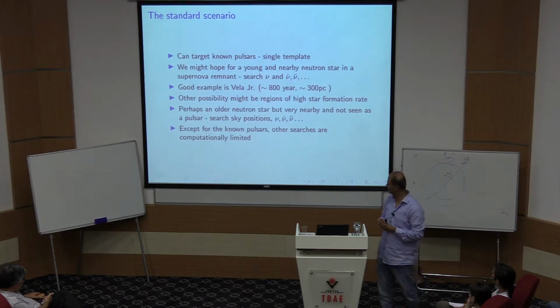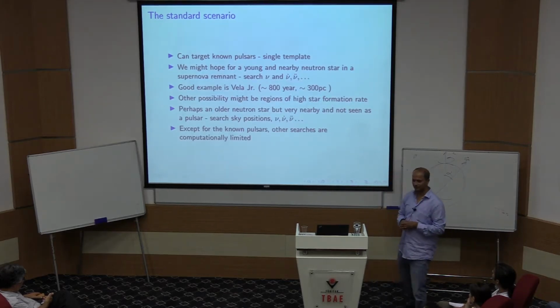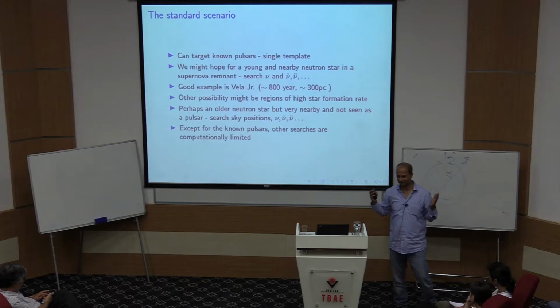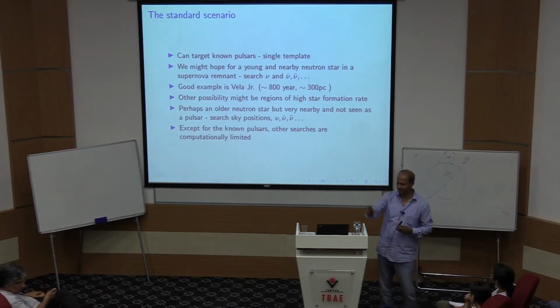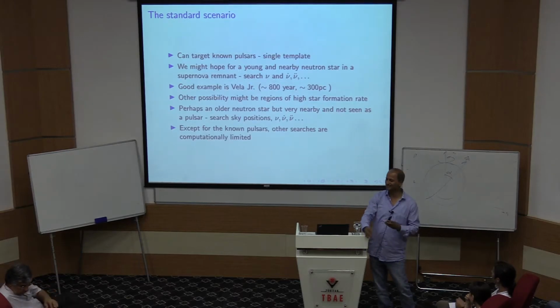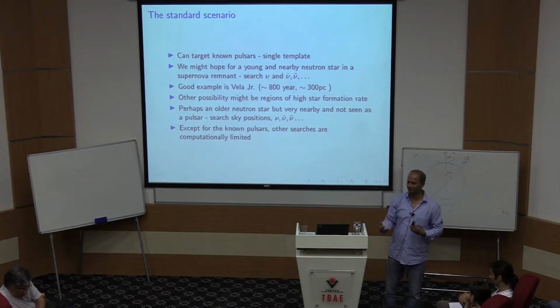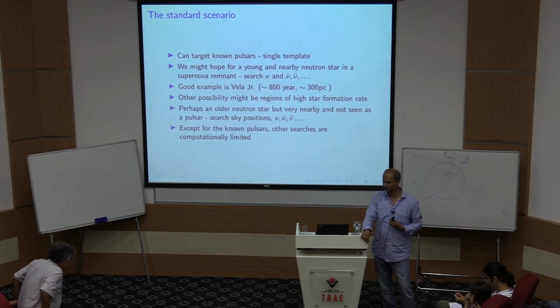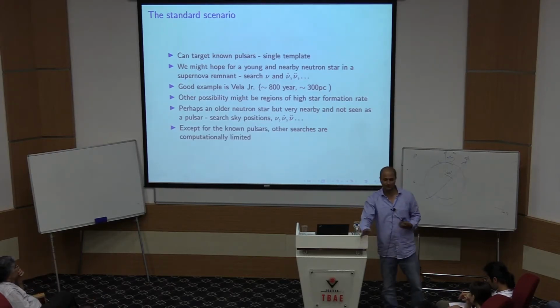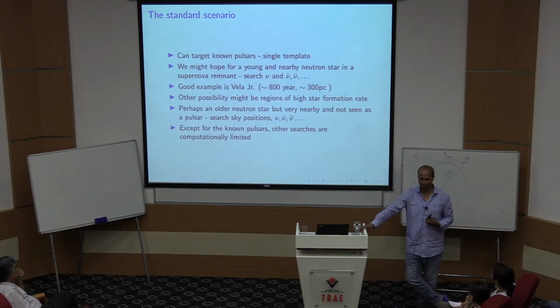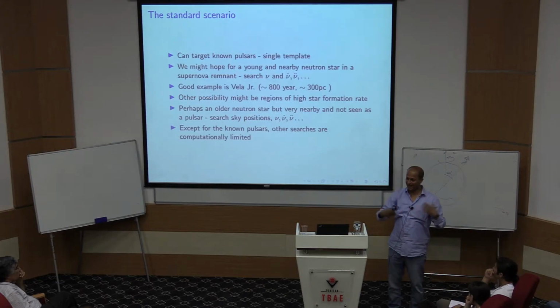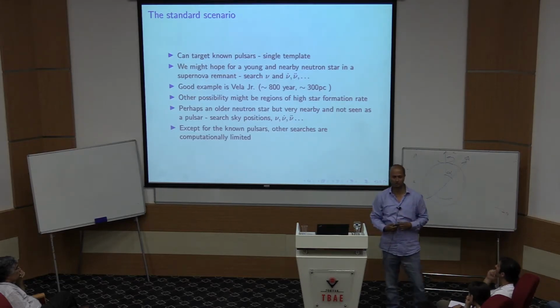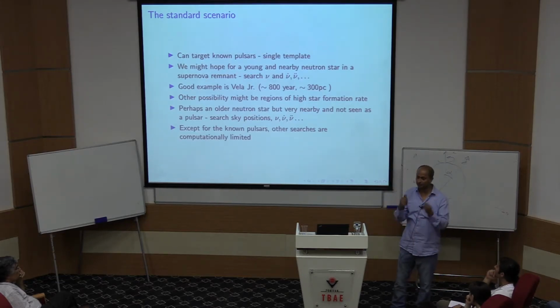And then the most difficult ones, let's say you know nothing, the blind searches. Then you hope that there's a neutron star that's very nearby that has somehow been missed by any telescopes. It's possible. I mean, I'm not saying it's likely, but it's possible. So in that case, you've got to search over the whole sky and over frequency and spin down and so on. And these are the most difficult searches.